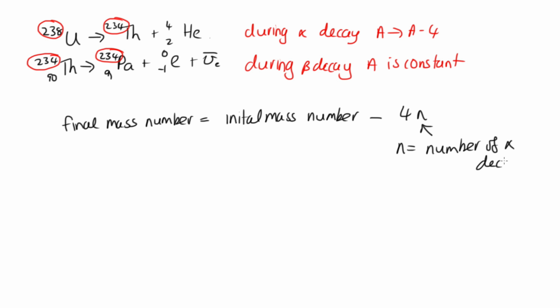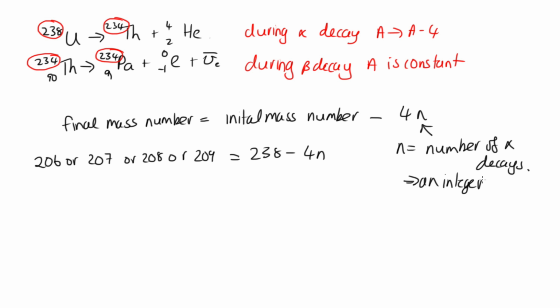Okay, so we know from our multiple choice options that our final mass number is 206 or 207 or 208 or 209. And we know that our initial mass number was 238. And then we've got minus 4n, and this n is the number of alpha decays, which means that it is an integer. So we just need to know which one of these is possible when we subtract this off.